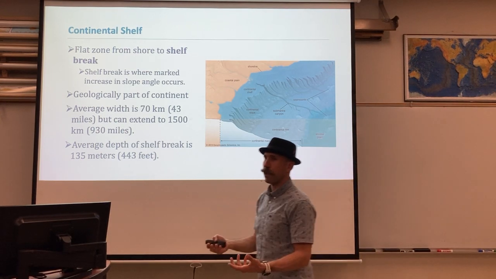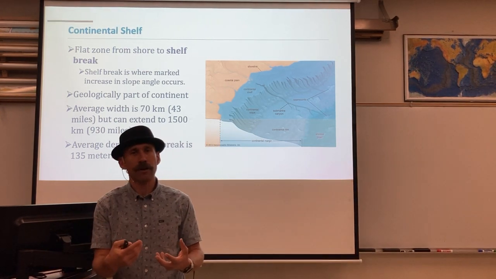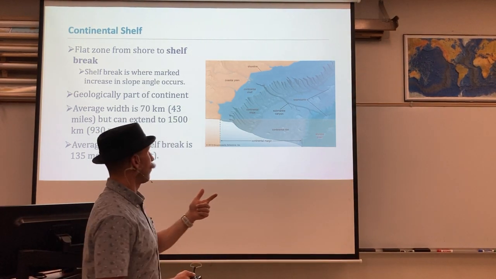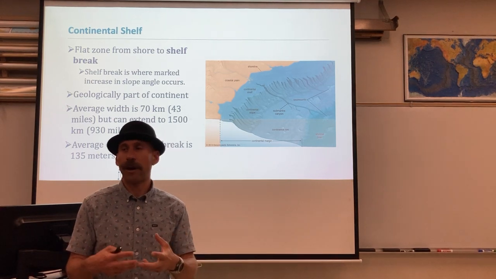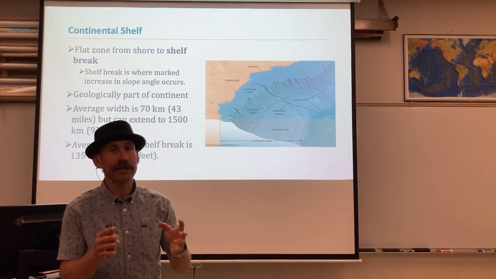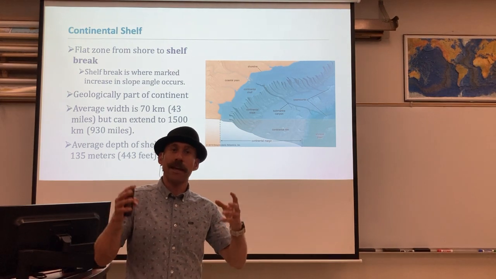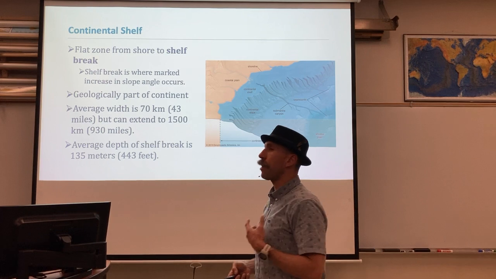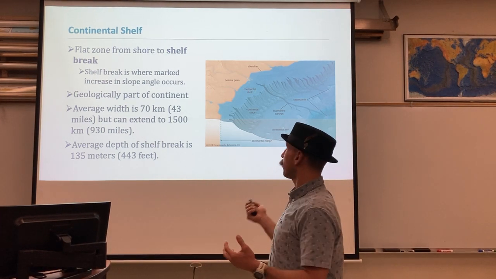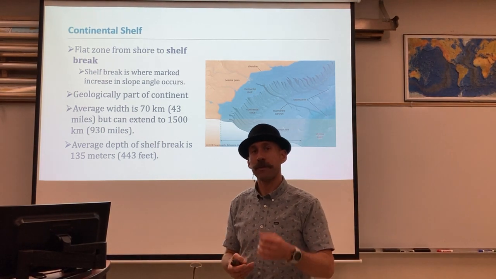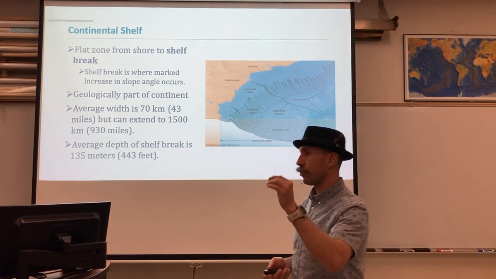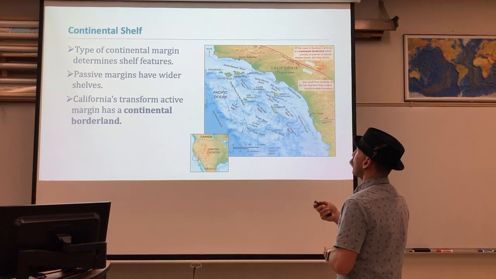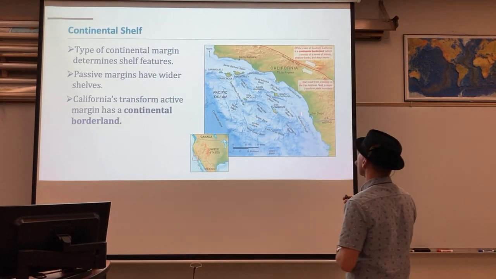And there are average depths, but this is really going to depend on the type of continental margin, active versus passive, and the history. How old is this piece of land? Where is it located? If it's an active margin, what type of active tectonics? So there's averages, but how big are these? Well, it depends, and it's going to be very site-specific to the area of study. The continental shelf is a continental margin that determines shelf features.